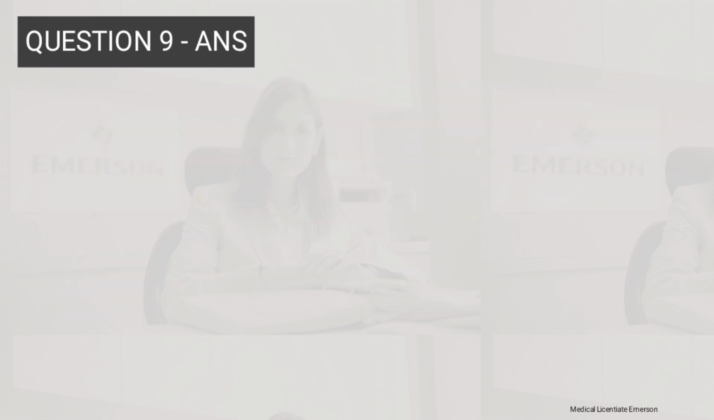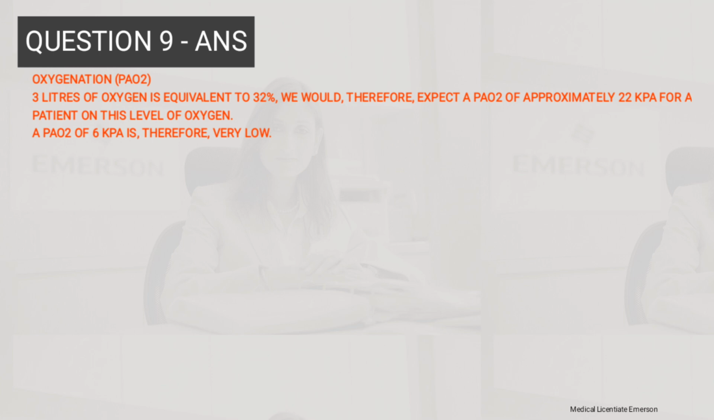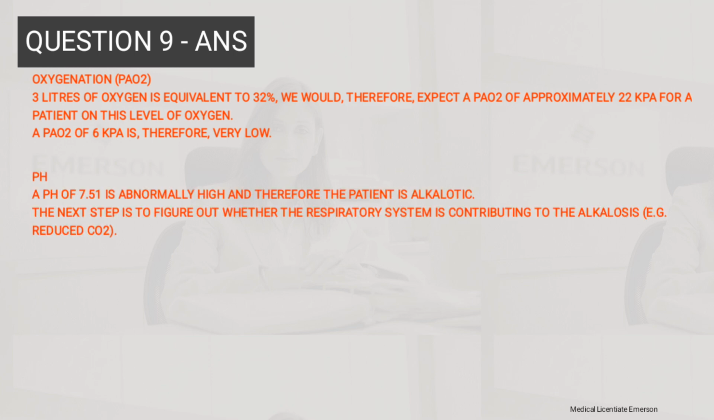Okay, so let's break them down. So oxygenation: 3 liters of oxygen is equivalent to 32%. So therefore we expect a partial pressure of approximately 22 kilopascals for a patient on this level of oxygen. So the patient who is on O2 and has a partial pressure of oxygen of 6 kilopascals is therefore very low. Then the pH of 7.51 is abnormally high, and therefore the patient is alkalotic.